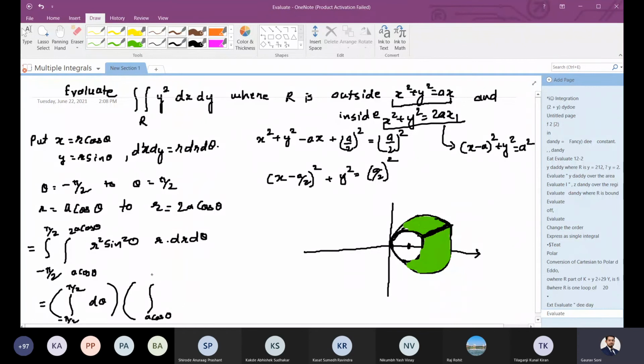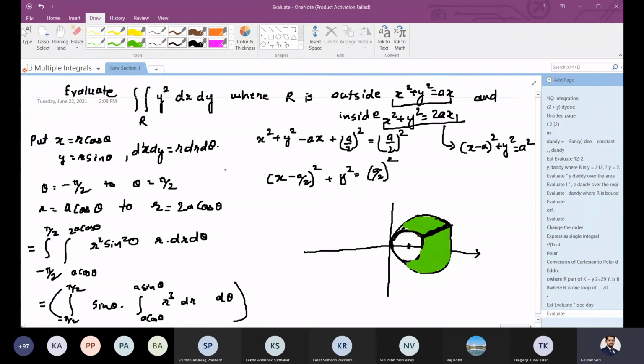A cos theta to a cos theta. Oh, I'm so sorry. The limits of this are not constant actually. So those are interrelated. We cannot separate. In that case, only sine theta will come outside. Integration a cos theta, a sine theta, you'll have r cube dr bracket complete d theta. Okay, so we will solve both the integrations.